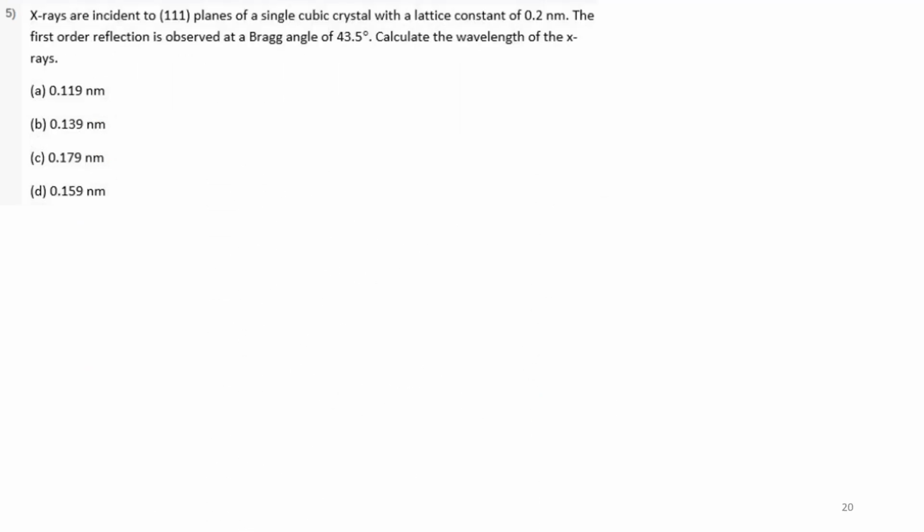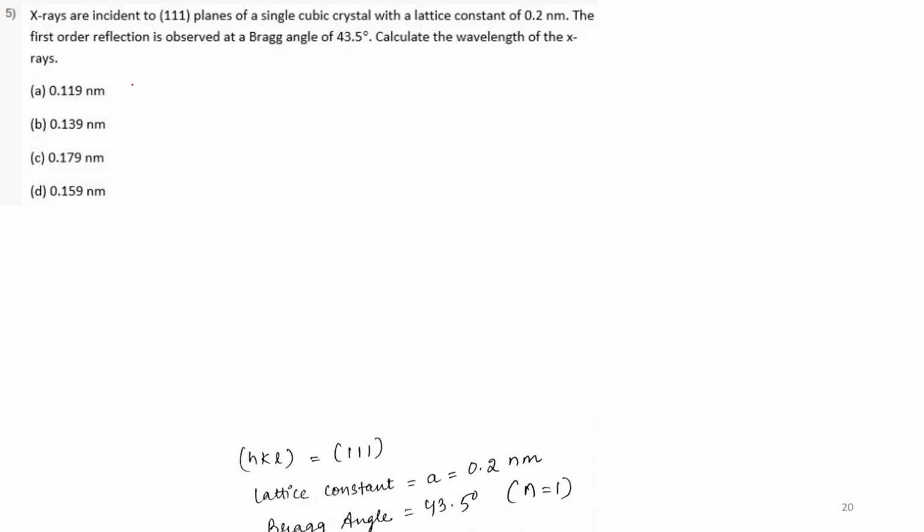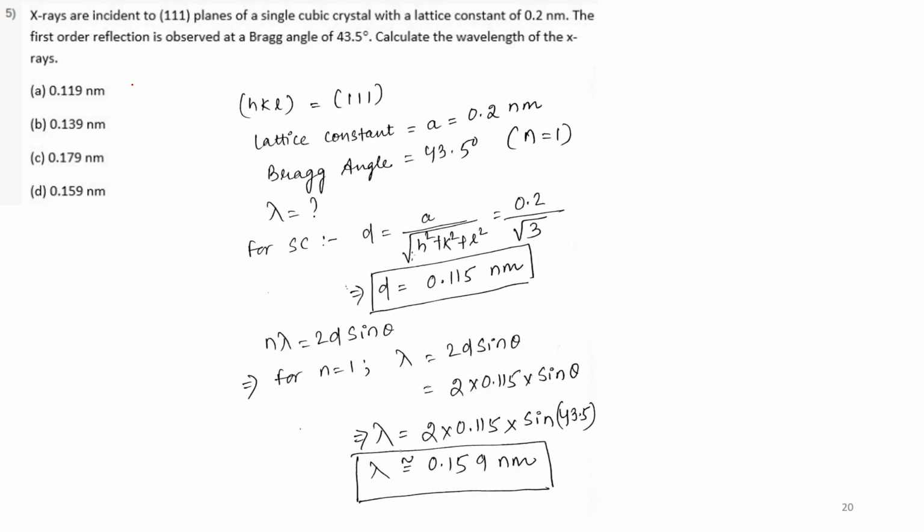So now we will go to the fifth problem. X-ray is incident on the 111 plane of a simple cubic crystal with lattice constant of 0.2 nanometer. The first order reflection is observed at the Bragg's angle 43.5 degree. Calculate the wavelength of the X-rays. Okay, so here the lattice constant is given, the Bragg angle is given, and we have to find the lambda value.